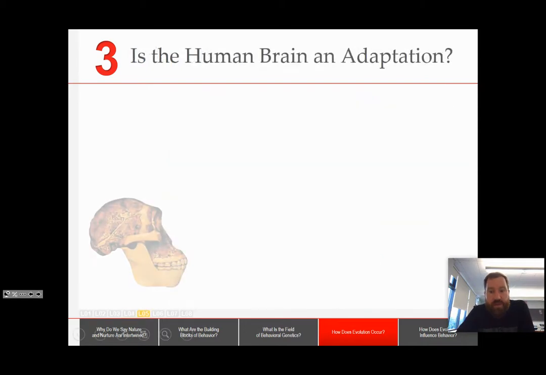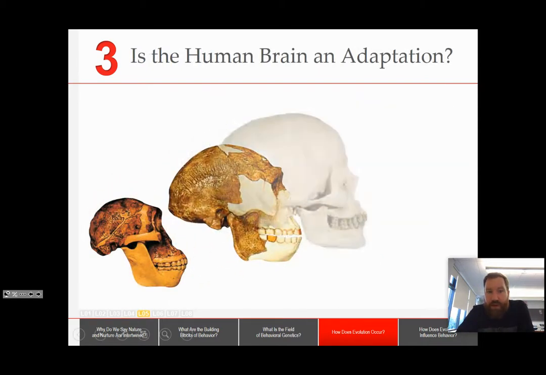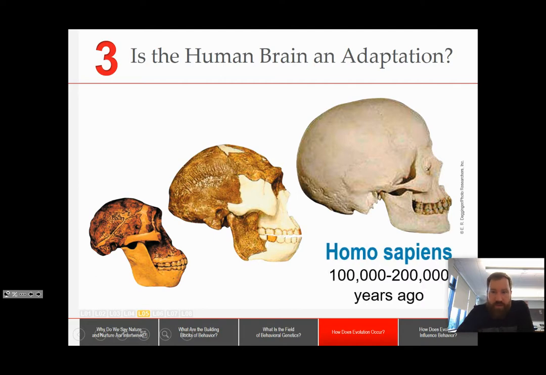So the last question we're going to wrap up with is: is the human brain an adaptation? Well, it does look like it is. It looks like our brain has evolved over time. And all humans today have brains of similar structures and functions for the most part. And we know that the brain is developed because of genes. Any mutation that affects brain development usually results in death. It's very lethal. So our brains are adaptive.